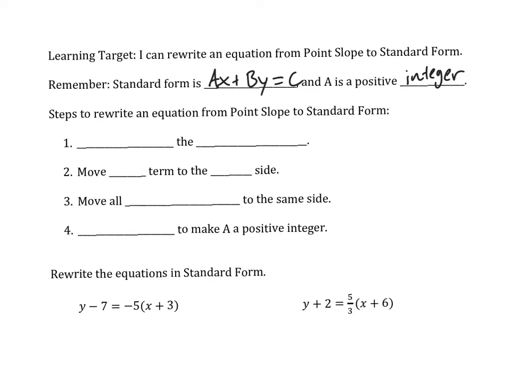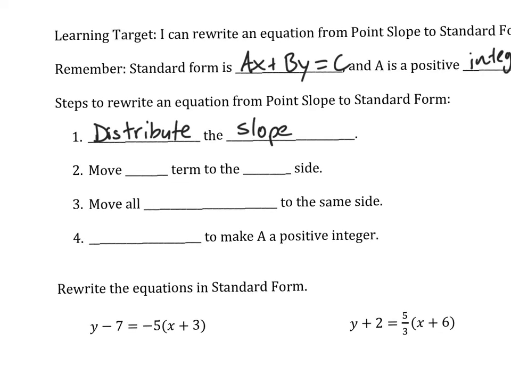Okay, so our steps to rewrite an equation from point slope to standard form. Well, the first step is similar to when we are writing from point slope to slope intercept form: we want to distribute the slope into the parentheses. Then we want to move the x term, the ax term, to the y side. Okay, we want to move it to the side that has the y on it. Thirdly, we want to move all the constants to the same side.